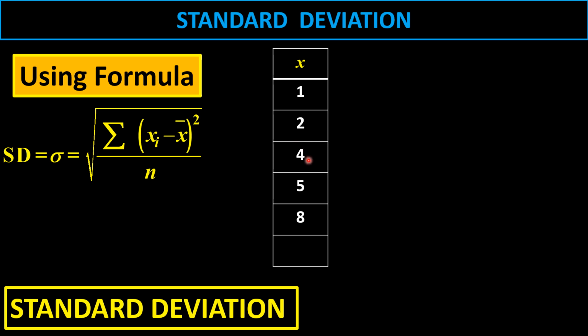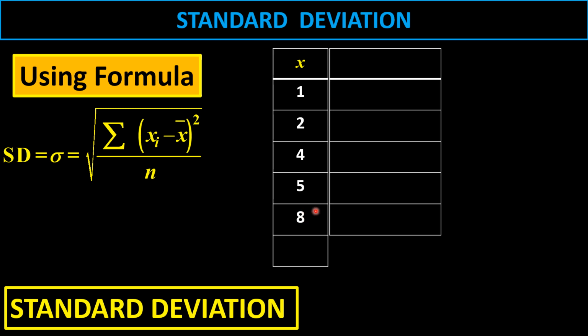That's 3 plus 4 is 7, 7 plus 5 is 12, 12 plus 8 is 20, 20 divided by 5 is 4. So we should be able to calculate the mean quite easily, right? You can see that we need the mean, so we quickly calculate the mean, and the mean is 4.